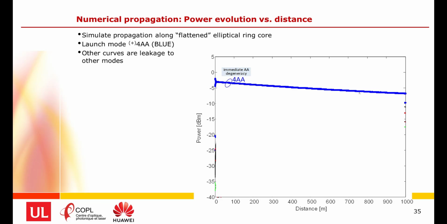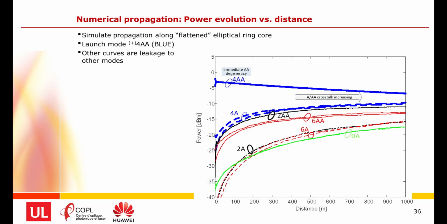So for instance, in this case, I'm going to assume that I launch one mode, the +4 anti-aligned mode. And now on the x-axis, what we have here is the propagation distance. So I launch it all on one mode, and as it propagates, some of the power is leached off of this mode and goes to other modes. What you don't see here is that both the anti-aligned contributions, the +4 and the -4, have completely mixed even after a very, very short distance, because they are degenerate at this lower order.